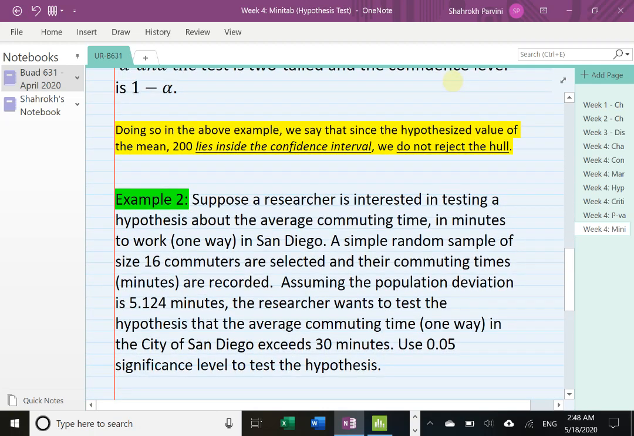This example we actually saw earlier when we looked at confidence intervals. So remember, this is an example where we want to look at the commuting times, one-way commuting times. So we're familiar with this example. Now, if we want to test the hypothesis here, I'm down here. We want to test the hypothesis that the average commuting time in the city of San Diego exceeds 30 minutes. And we're going to use alpha 0.05 significance level to test the hypothesis.